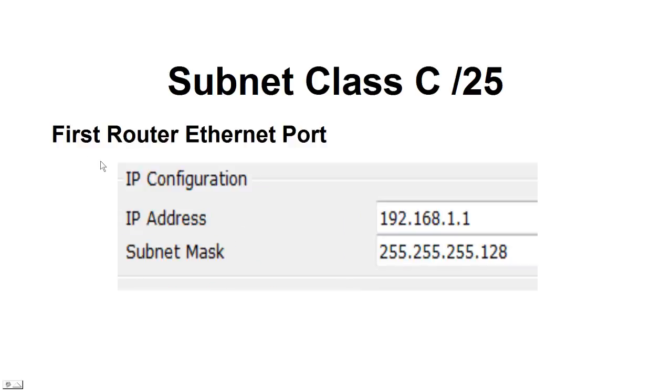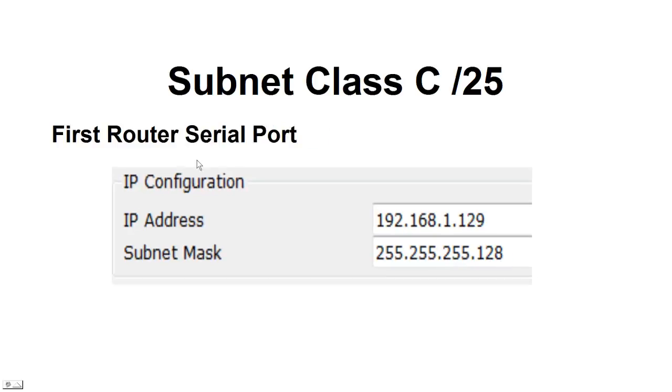Next we're going to set up that first port, which is an Ethernet port connecting the router to the PC, and we're going to assign 192.168.1.1 to its Ethernet port. That becomes again the default gateway to the PC, and again we're going to use that subnet mask that we came up with, 255.255.255.128.